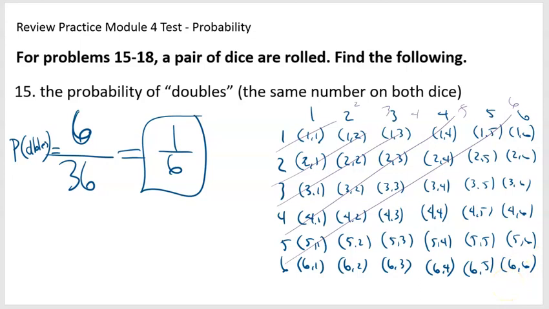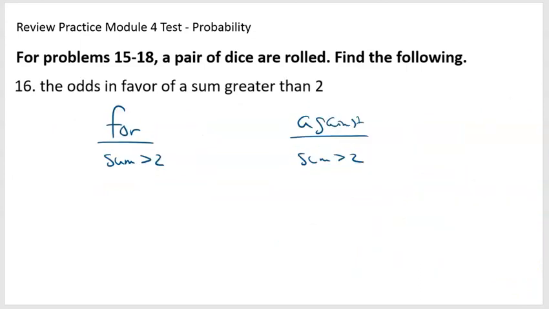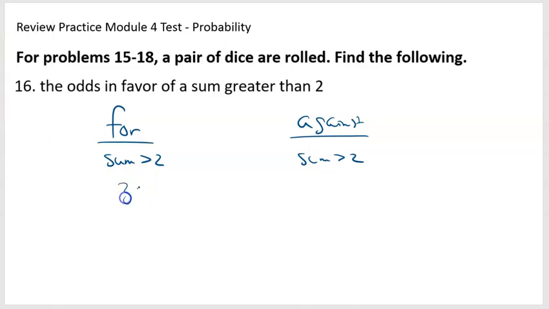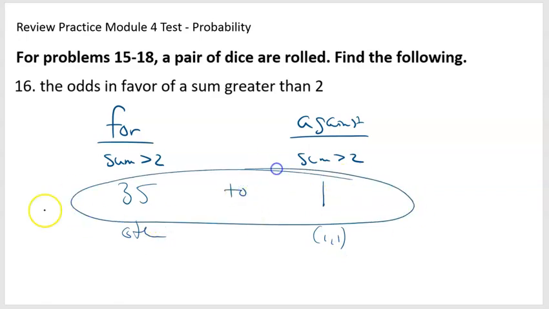So for greater than 2, remember if we write that down, for greater than 2 is going to be 35 of them. Against greater than 2 is just the 1. Remember, that's just the 1, 1 outcome, and this is all the other ones, okay? So 35 to 1 is for a sum greater than 2, because one of those is equal to 2. Notice it does add back to 36, our total.